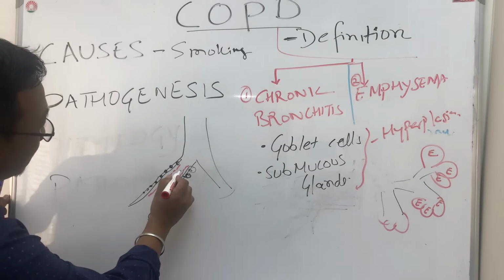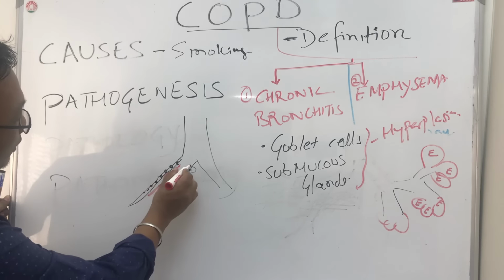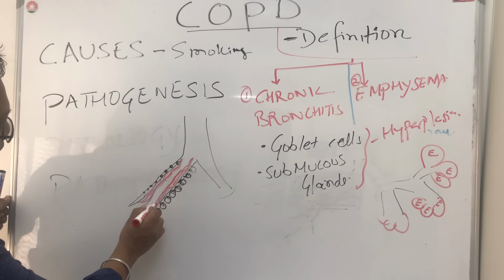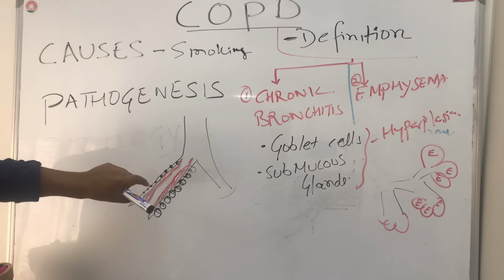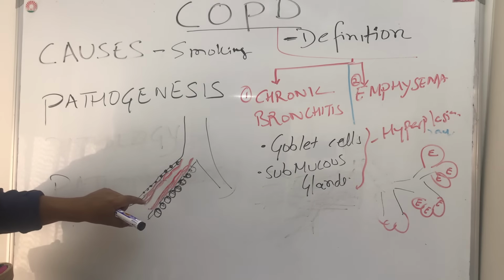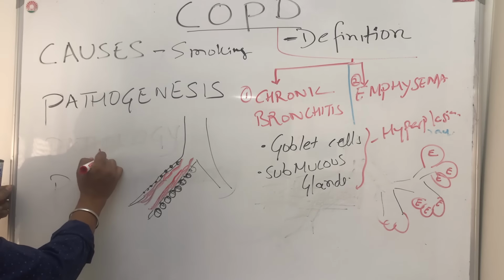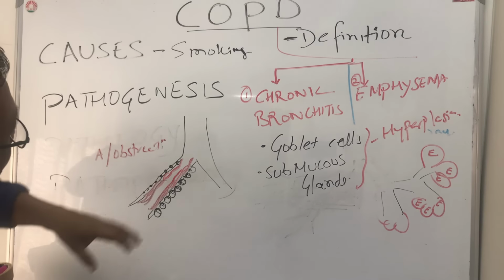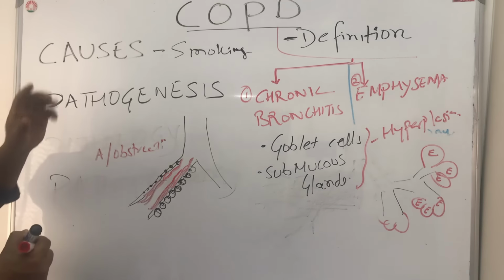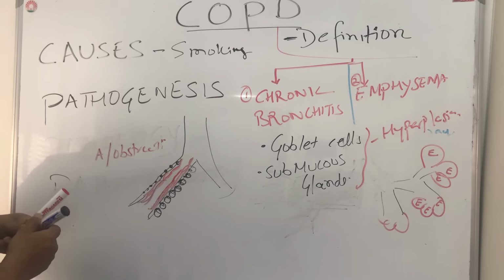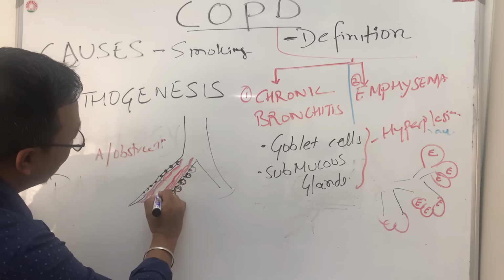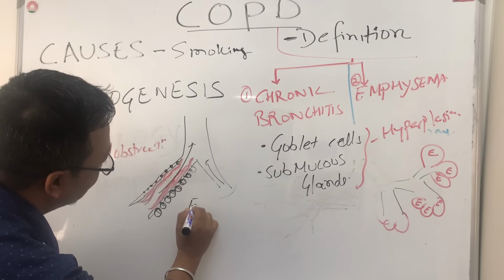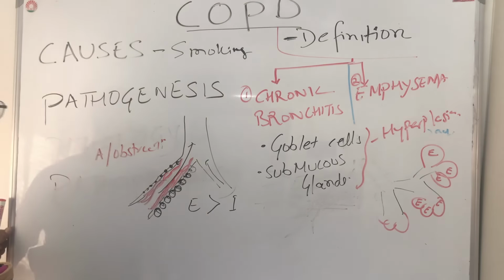And as a result, there is plenty of mucus found in the airways. So this mucus is causing what? It is causing airflow obstruction. Because of the presence of mucus here, there is airflow obstruction. And remember, COPD is an obstructive pulmonary disease. So airflow obstruction is more pronounced when we try to expire. Expiration is more difficult than inspiration.